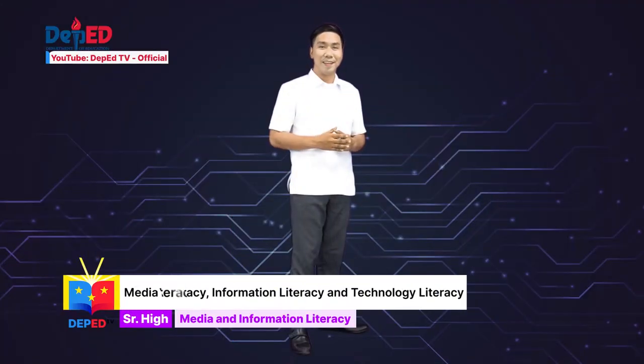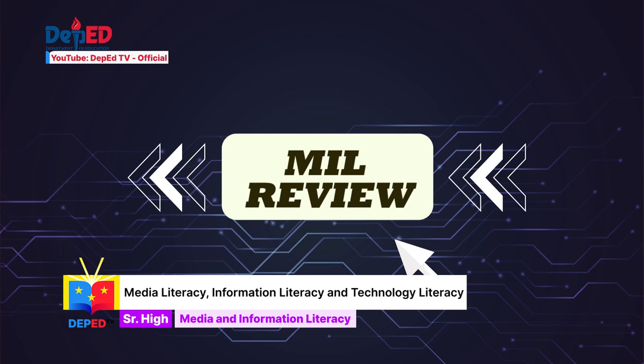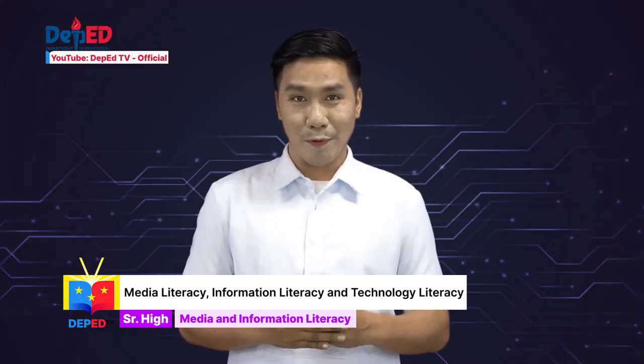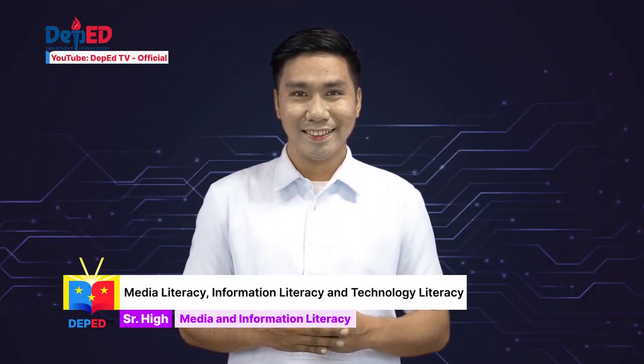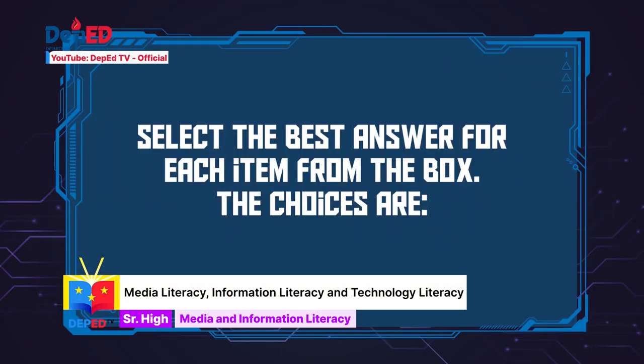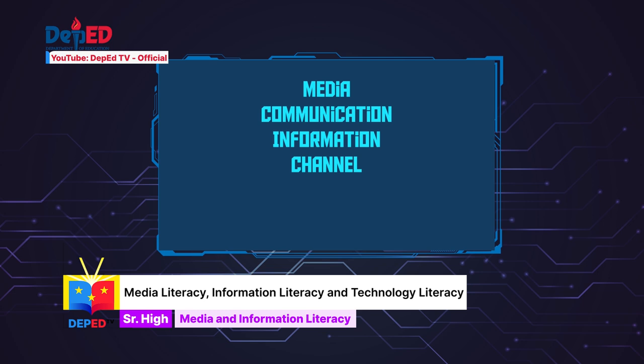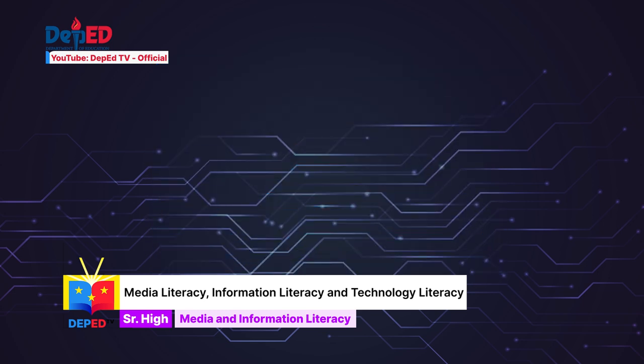In the last episode, you did an impressive job learning the basic components of media and information literacy and its relevance to you and to your community. Before we dive into our next lesson, let's do a quick review. Do you still recall our previous lesson? Let's try to answer these questions. Select the best answer for each item from the box. The choices are media, communication, information, channel, message, receiver.